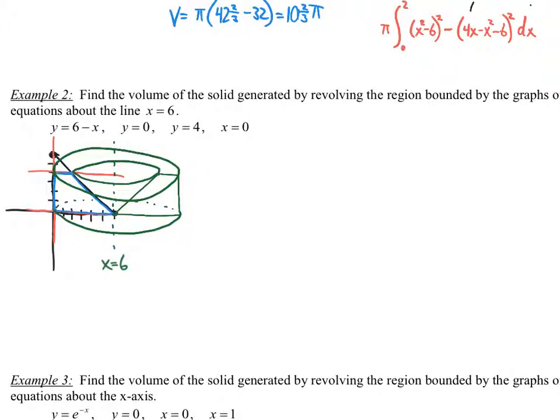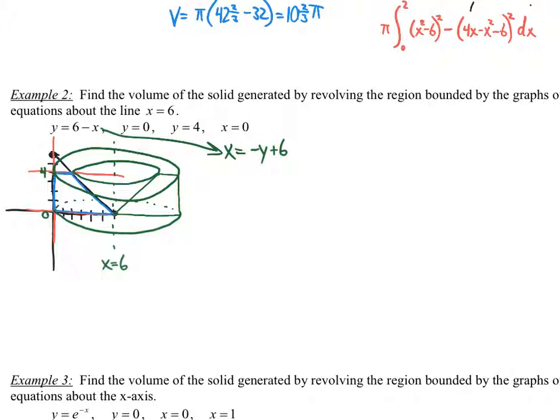Alright? So that's kind of a wild looking thing here, but okay, so first of all, we need to integrate this with respect to y. So I'm going to rewrite my function as x equals negative y plus 6. Now, I'm also going to be integrating from what to what? From 0 to 4, yeah, from 0 to 4 because I'm going along the y-axis.